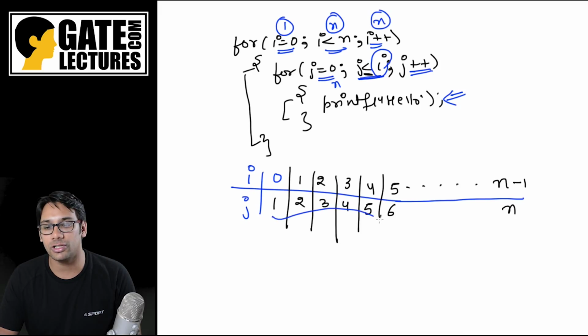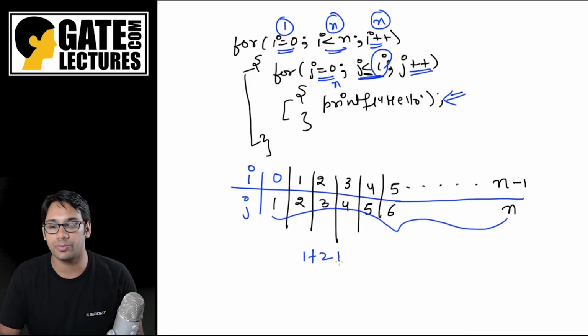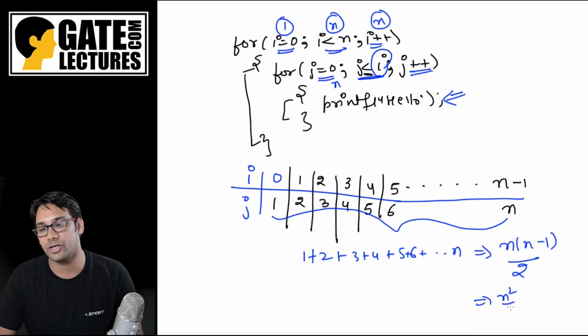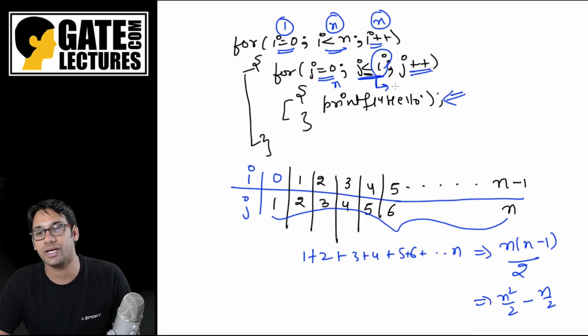Then how many times is the j loop executed? If we add all these numbers, we can find out. So what is this? 1 plus 2 plus 3 plus 4 plus 5 plus 6 and so on up to n, and this is going to give you n into n minus 1 by 2, because it is the sum of n natural numbers, which is going to give you n square by 2 minus n by 2. That means this statement will be executed n square by 2 minus n by 2 times, and this statement will be executed this many times too.